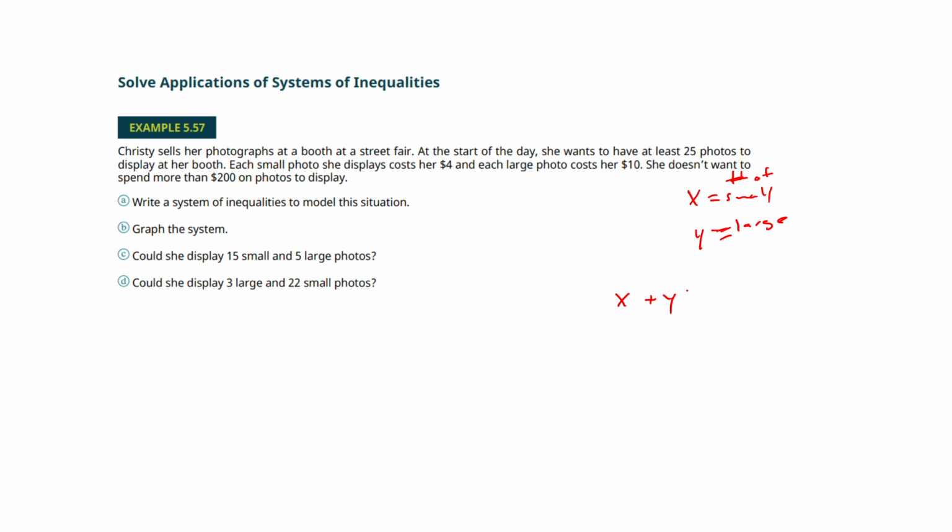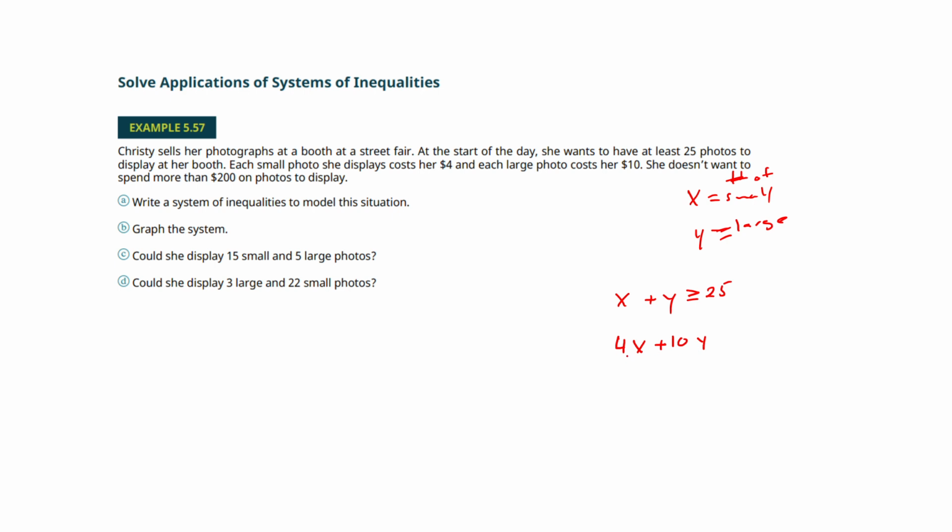So at least means that I'd be happy with 25 or more. So I want an equal sign, but I'd be happier if I were at least 25, so greater than or equal to. Now that's one. Now let's make a second. If each of her small photos cost $4 to display and her large photos cost 10.